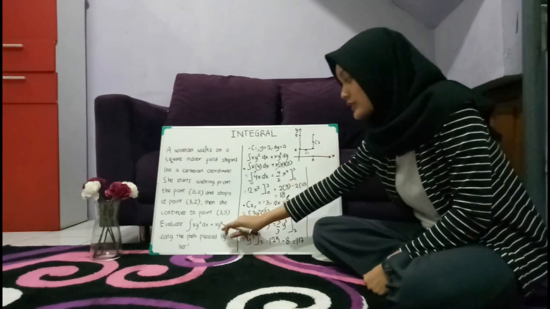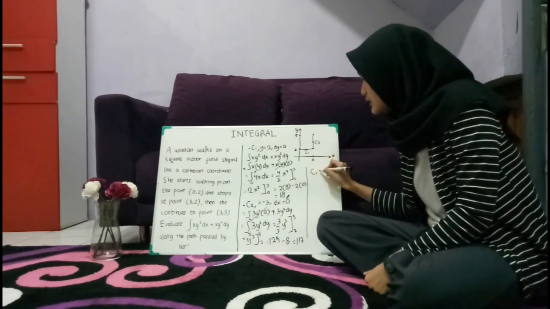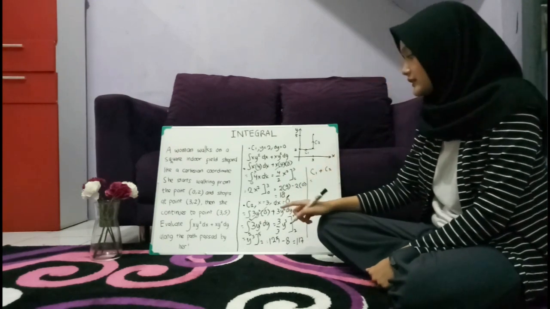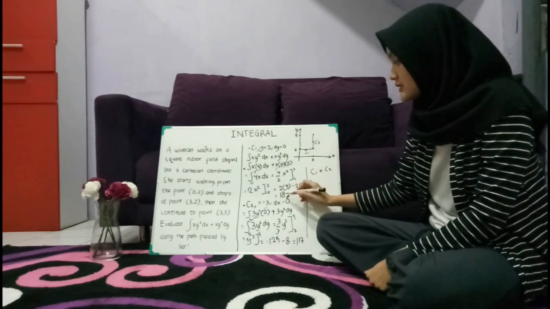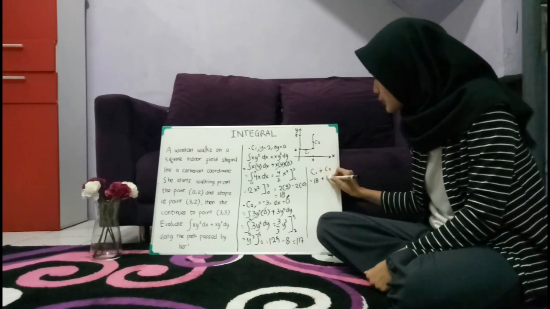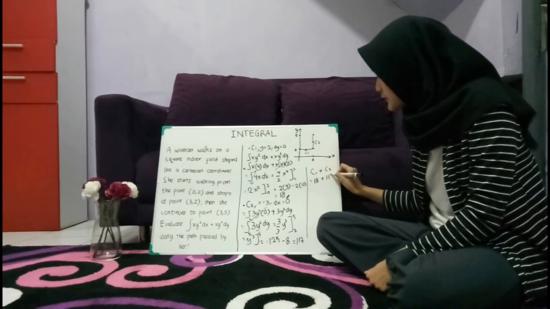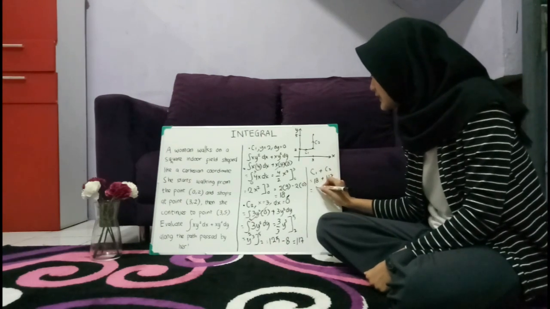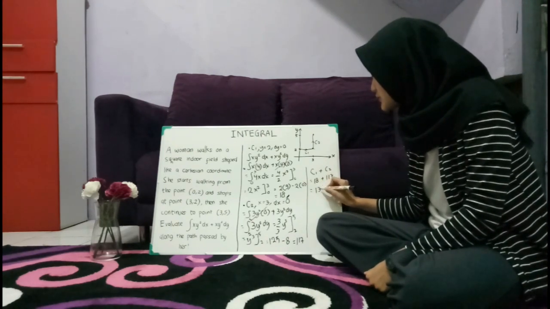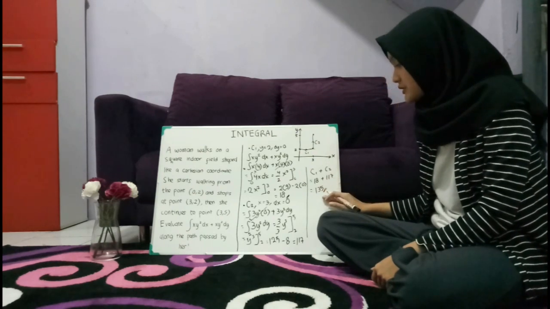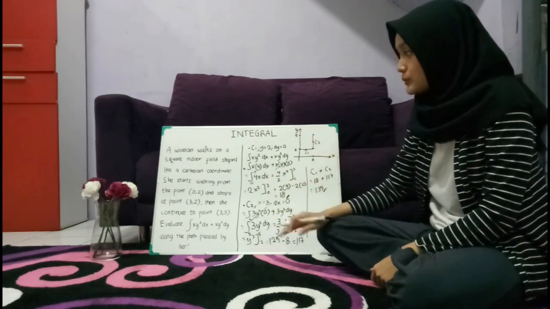The total value of this integral is C1 added to C2. First we get C1 is 18. 18 added to 117, and then we get 135. So this is the final answer of this word problem.